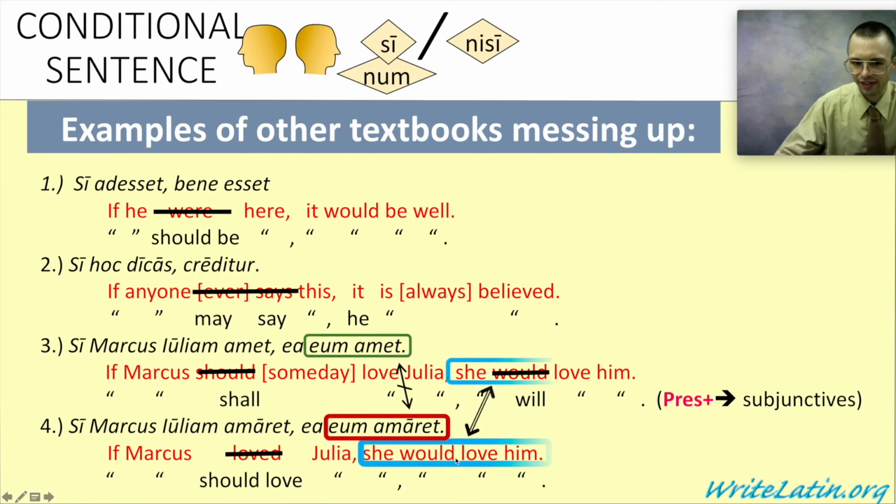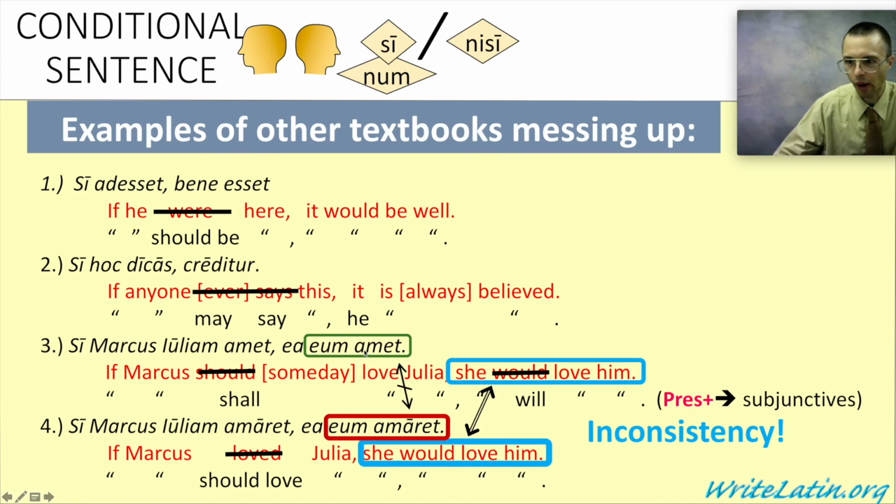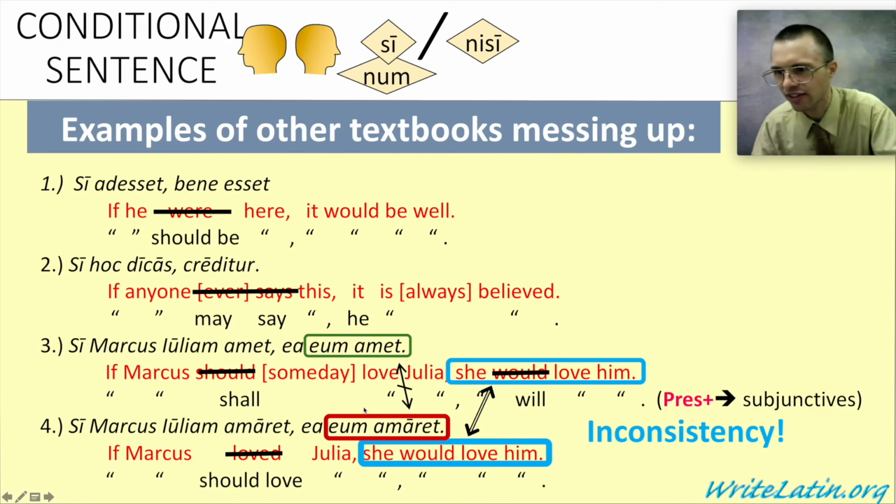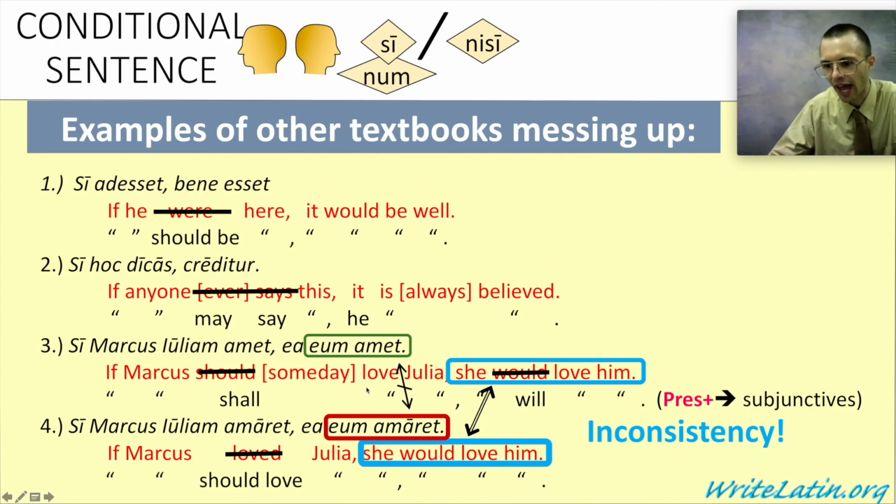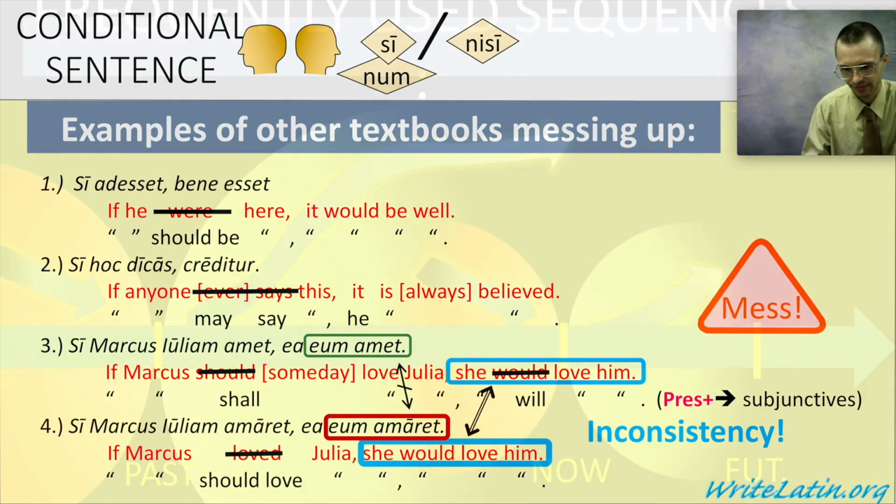Now, notice this. They translated both of these as should love him, even though one was a present forward-looking and the other was a past forward-looking. So obviously they lost meaning using the common way of translating subjunctives. Don't do that. Do our way, the way of translating with SHWCM, and avoid the mess.